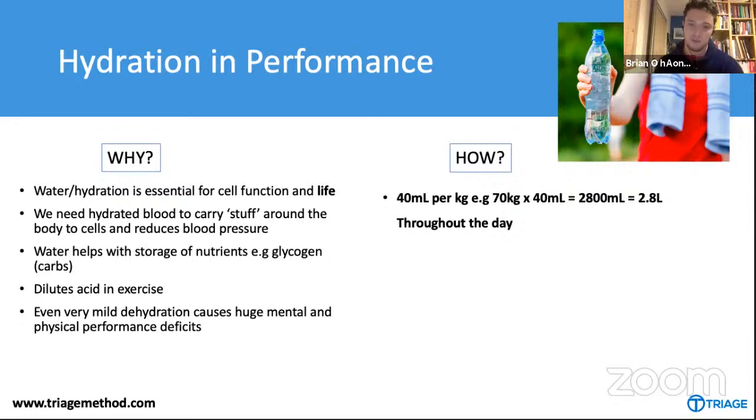But this is a simple rule of thumb, if you like, for fluid intake, right? So you take your body weight in kilograms. In this example, a 70 kilogram person, multiply that by 40, and then you get a milliliter value, and you can convert that to liters. So in this case, it's 2.8 liters for this 70 kilo person throughout the day, right? So you don't want to just consume all your water in the morning and then not have any throughout the rest of the day. You want to keep those cells hydrated throughout the day for the most part.